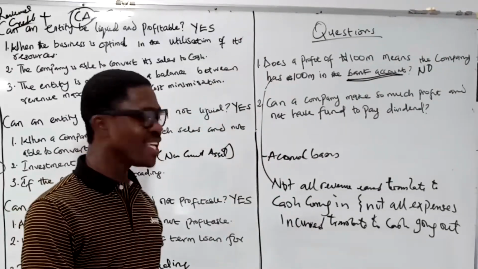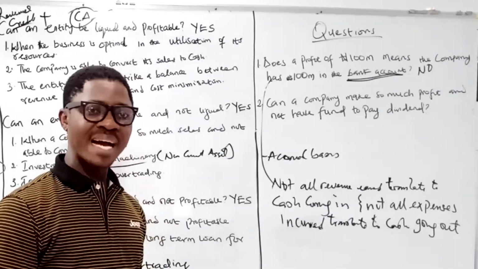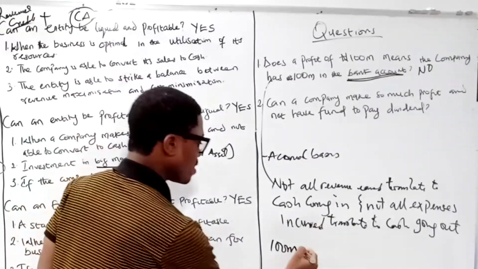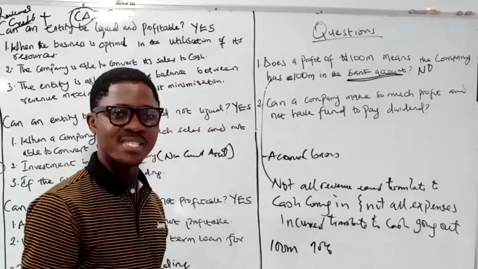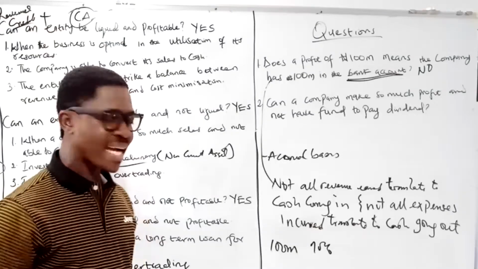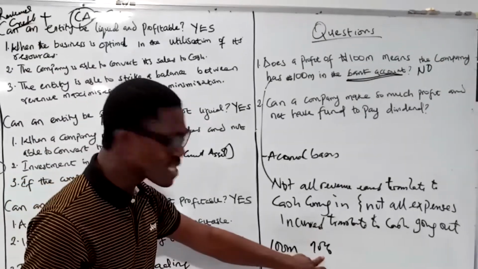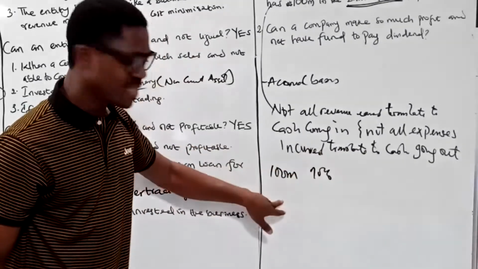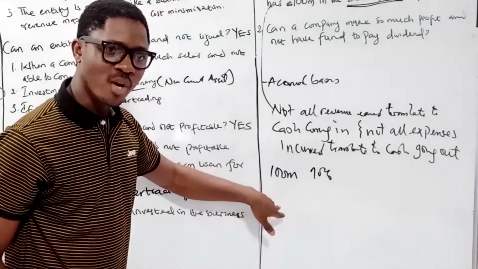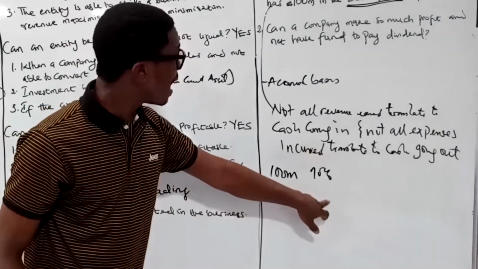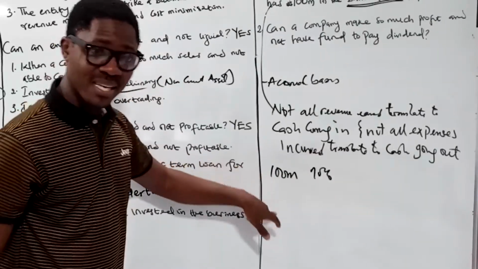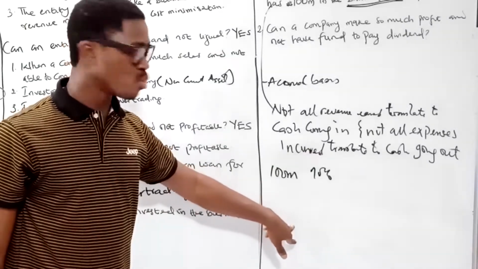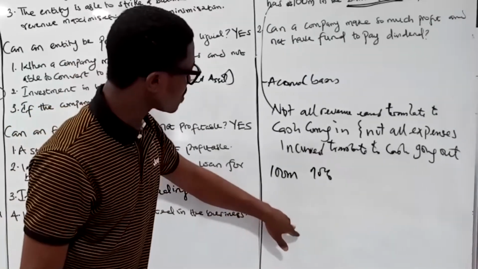Not all revenue earned translates to cash. This simply means that a company can make 100 million in revenue and just about 70% of it is received as cash. In that kind of situation, only 70% will impact the bank account, and that would mean that 30% doesn't impact the bank account, whereas the same 30% accounts for the bottom line, for how profitable the business is.